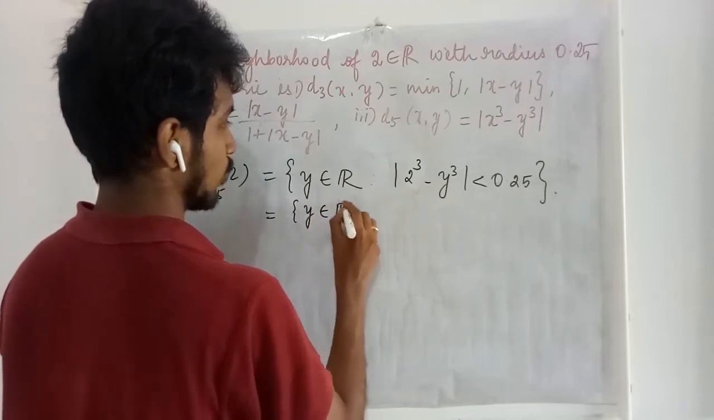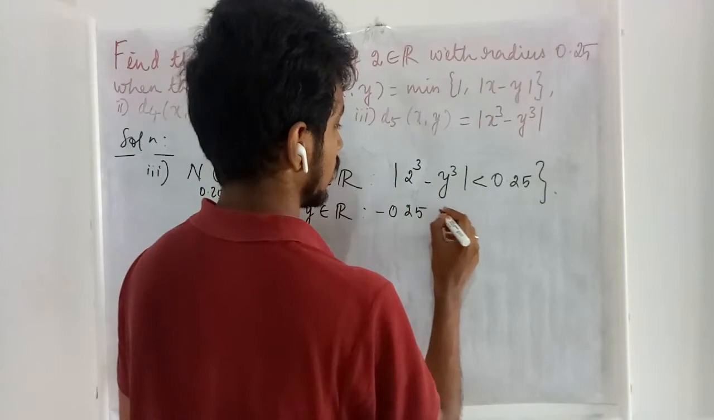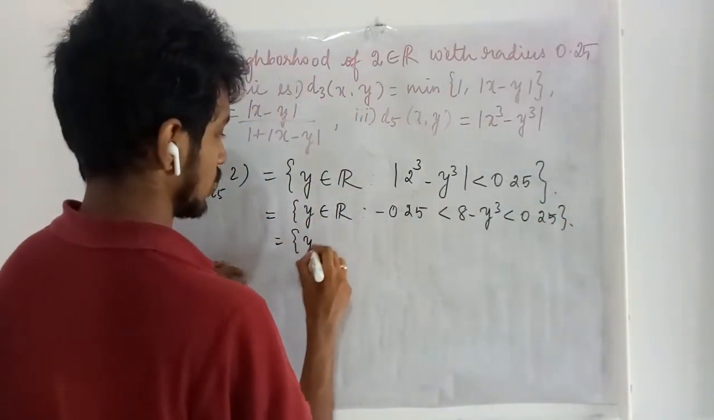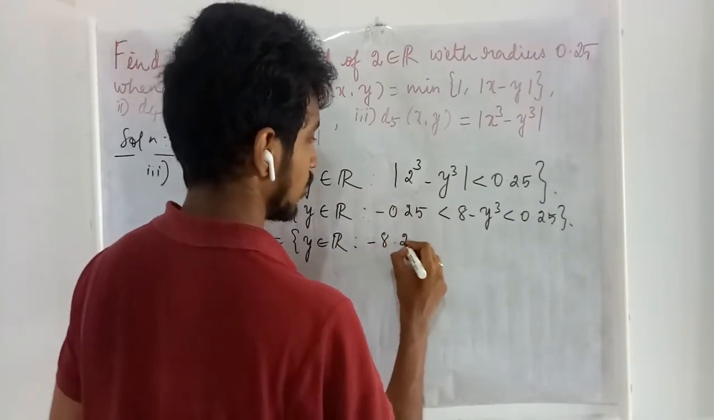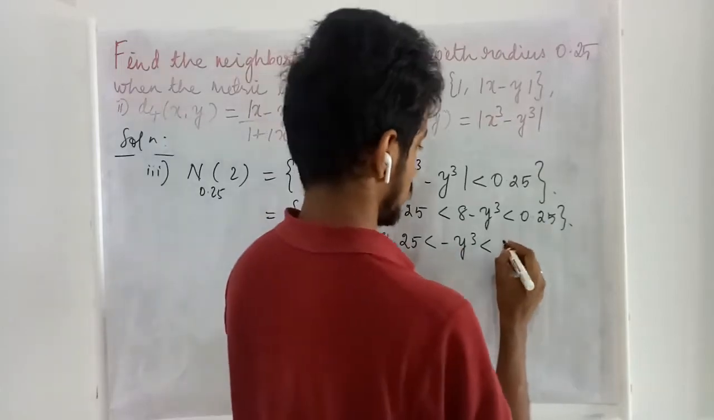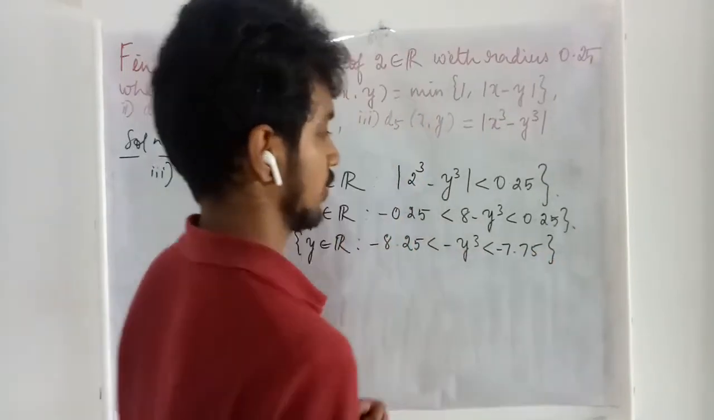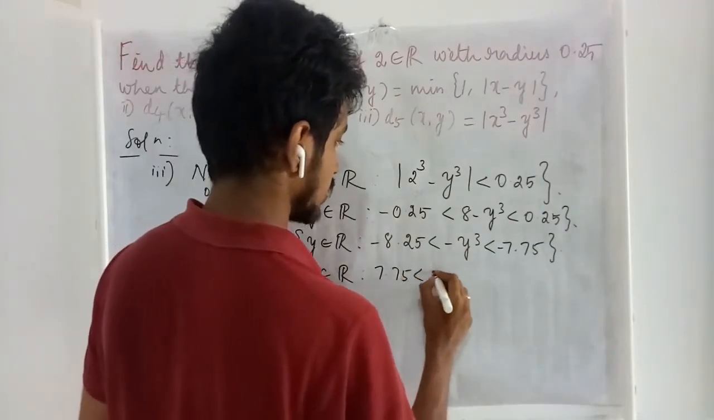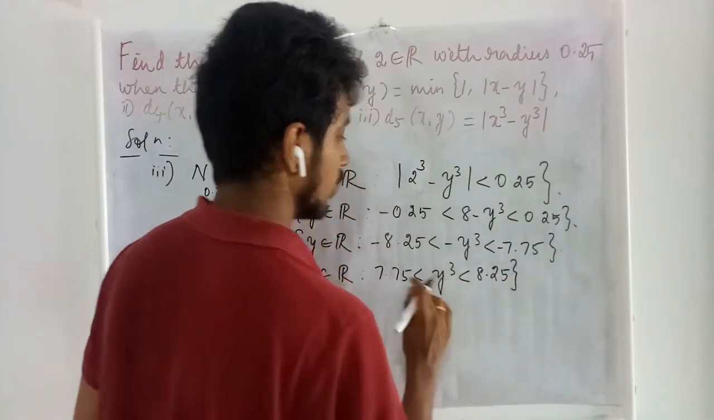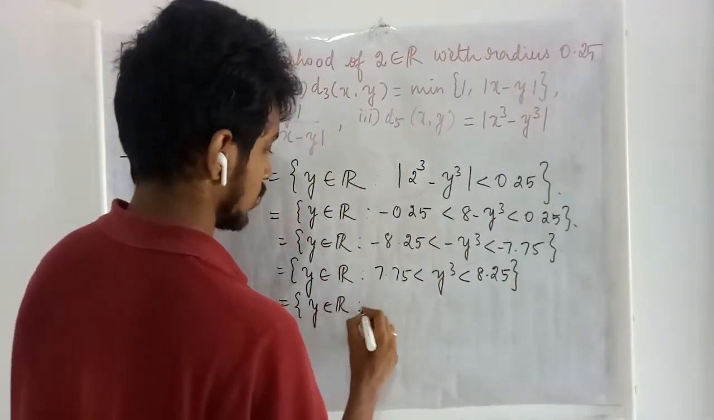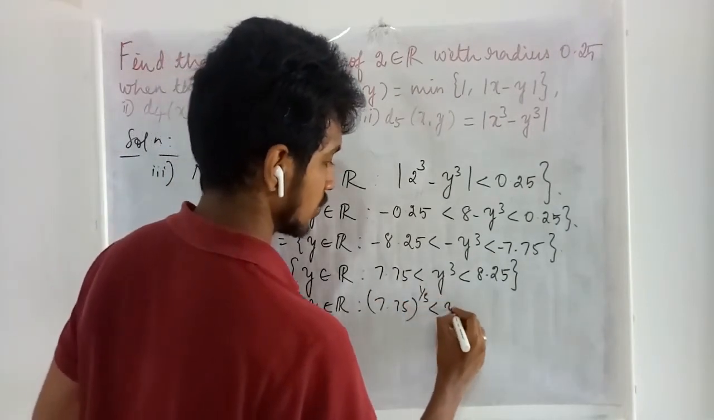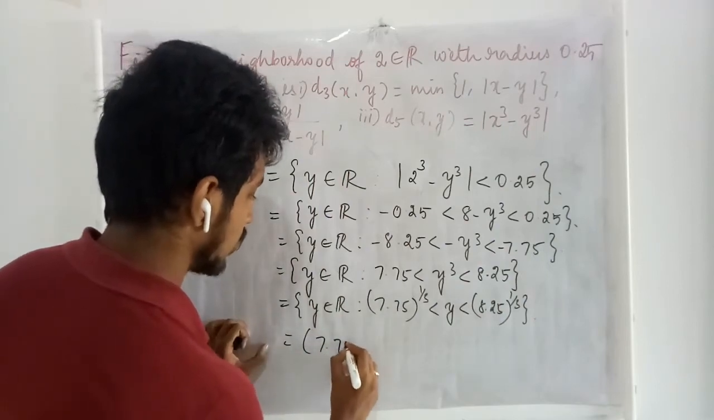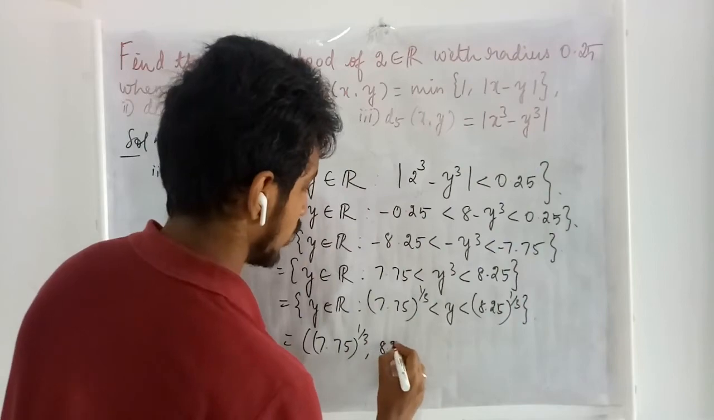So this is going to consist of the points satisfying minus 0.25 less than 8 minus y cube less than 0.25. So this is the collection of points such that minus 8.25 less than minus y cube less than minus 7.75, and this is y in R such that 7.75 less than y cube less than 8.25. We need y, right? So it is 7.75 to the power 1 upon 3 less than y less than 8.25 to the power 1 upon 3. So this is going to be the segment (7.75^(1/3), 8.25^(1/3)).